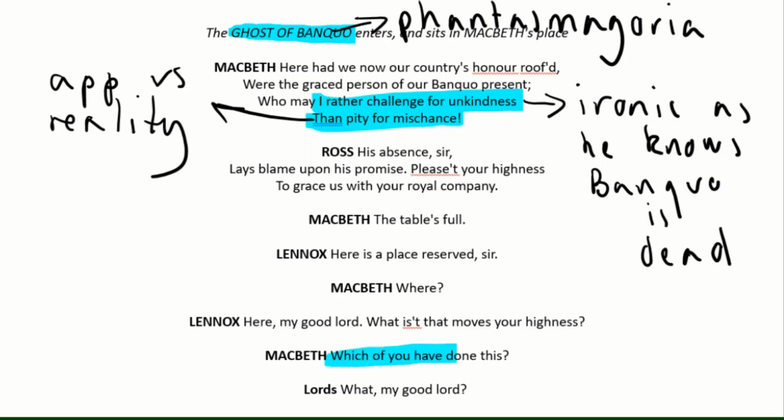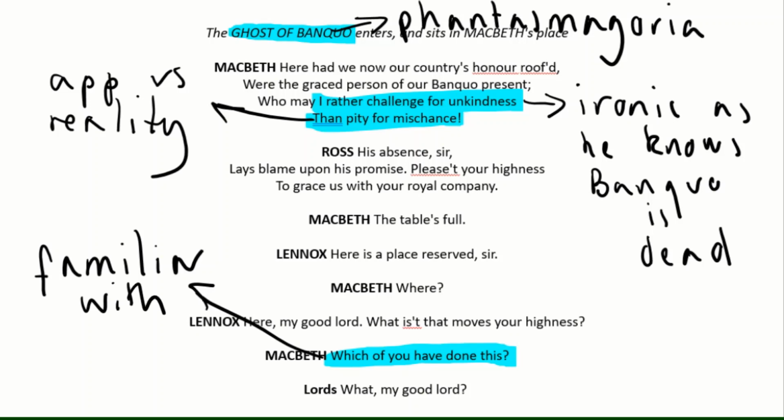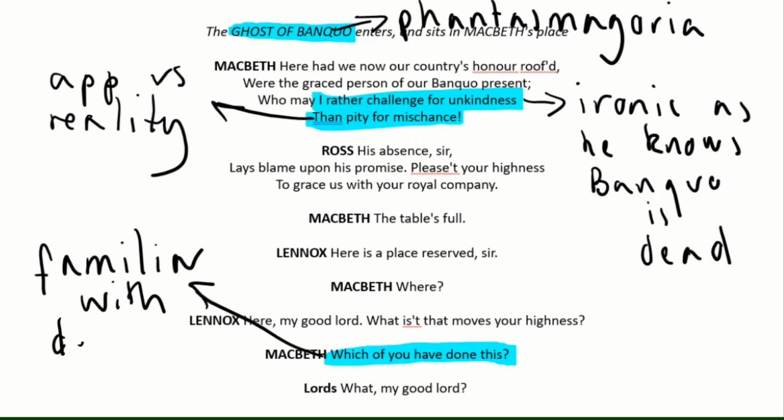Macbeth at the end here says, "Which of you has done this?" He attempts to blame one of the lords for crafting this ghost in front of him. And this is significant because it seems like Macbeth is familiar with deceit. He automatically assumes that somebody is out to get him. So let's write, he's familiar with deceit, and that is as a result of his own deceit. Pause here if you need a second, because we're going to move on.